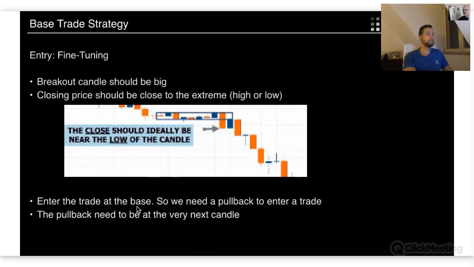Enter the trade at the base, so we need a pullback to enter the trade. What is meant by that is, you can see we have the breakout, but our sell order is here at the base, and the next candle moves back to this level, and this is our entry level. We need to pull back at the very next candle. It doesn't make any sense to wait for 2, 3, 4, or 5 more candles and then it comes back to the base. It needs to be the very next candle that touches the box again, and then this is our entry.